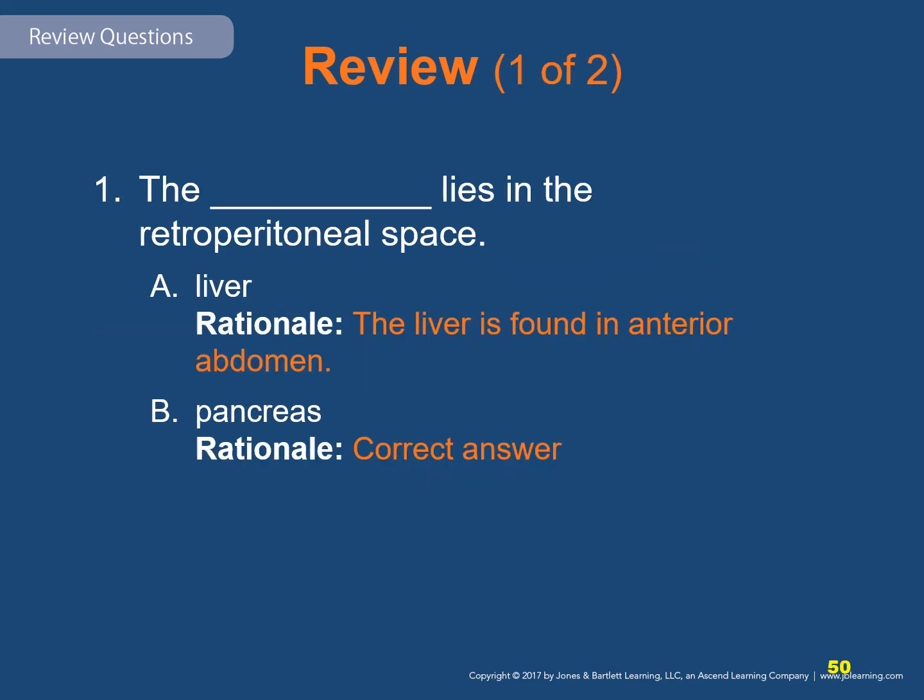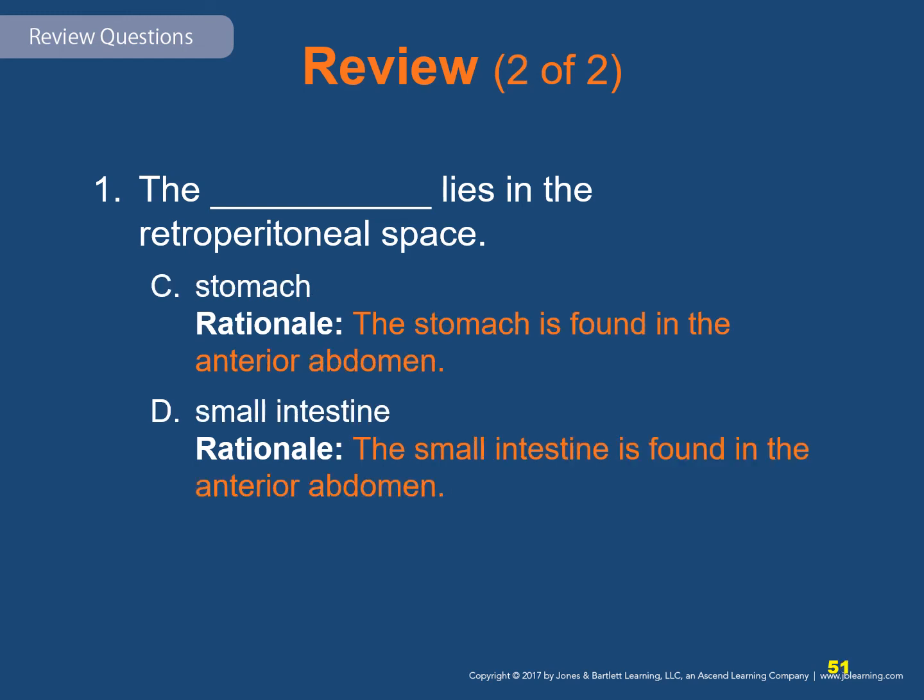The blank lies in the retroperitoneal space. A. Liver. That's incorrect because the liver is actually found in the anterior space. B. Pancreas. That is the correct answer. C. The stomach. The stomach is actually found in the anterior abdomen. The small intestine is incorrect because the small intestine is found in the anterior abdomen as well as the stomach.